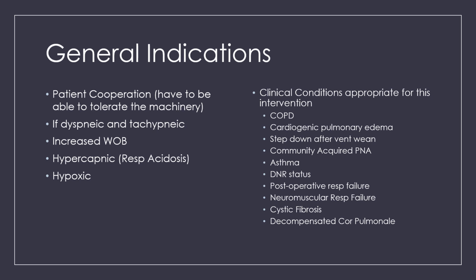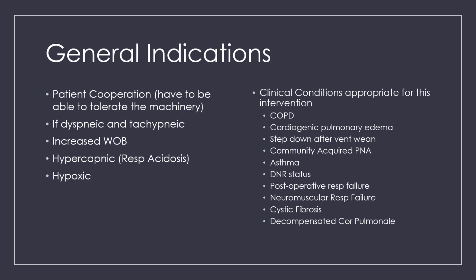If a patient is severely dyspneic and tachypneic and has an increased work of breathing, then we may consider using this. If they're hypercapnic or hypoxic, then we may consider this. This is really the last ditch steps before an invasive mechanical ventilation sometimes. So some clinical conditions that are appropriate would be severe COPD, cardiogenic pulmonary edema. After I've weaned off of a vent and now I'm still working on breathing and you don't want my work of breathing to be so severe. Asthma, if I'm DNR. Postoperative respiratory failures, neuromuscular respiratory failures, cystic fibrosis, and decompensated cor pulmonale are all some considerations we could consider there.